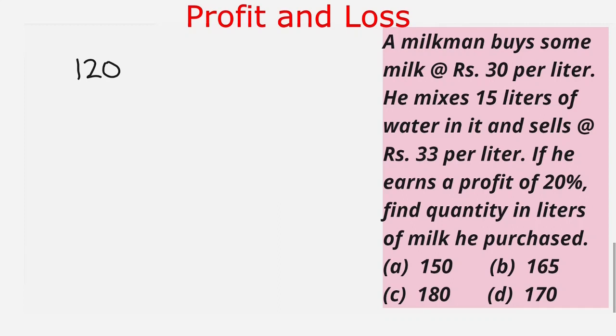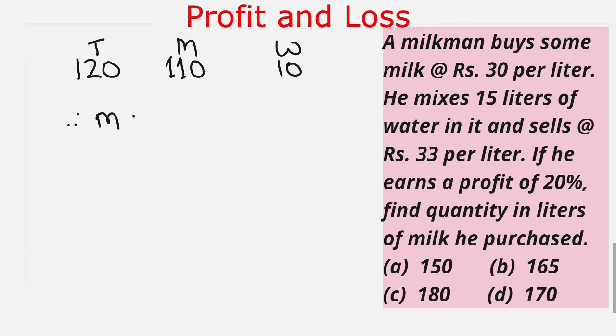If the quantity of milk was 100, then 10% on 100 is 10. So it is 110 liters. Now the amount received is 120. It means that if milk is 100, then water is 10. This is milk, this is water, and this is the total quantity or total amount received.